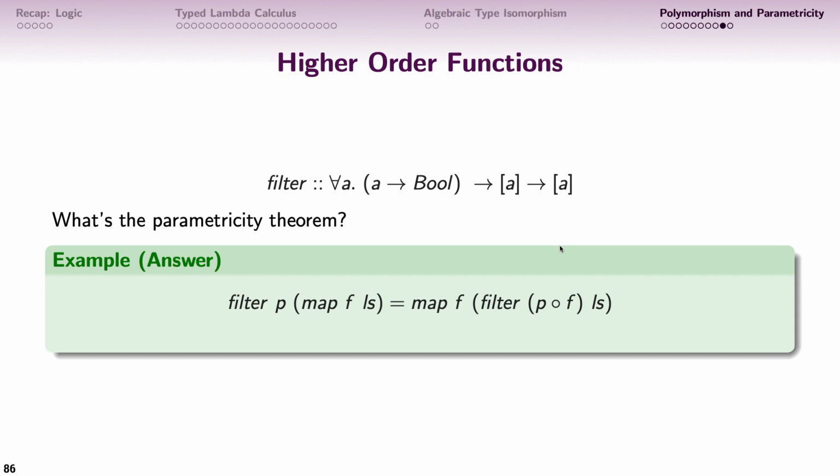And that's why I was saying way back when we talked about functor, that if you have a functor implementation that satisfies the identity law, then it also satisfies the composition law. Because if you take the parametricity theorem of map, you'll get very close to the composition law anyway. Okay.